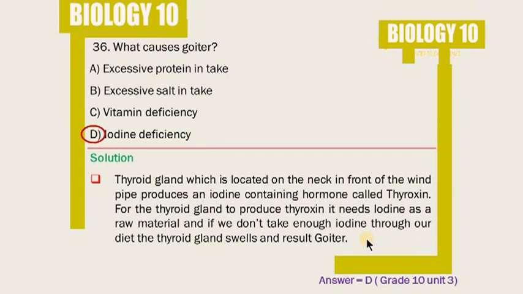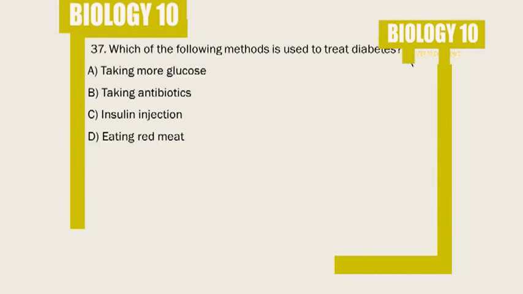The thyroid gland is located on the neck in front of the windpipe. It produces thyroxine, which is a hormone that contains iodine. Without iodine from the diet, thyroxine cannot be made. The gland will begin to swell if this is the case and produce a goiter.